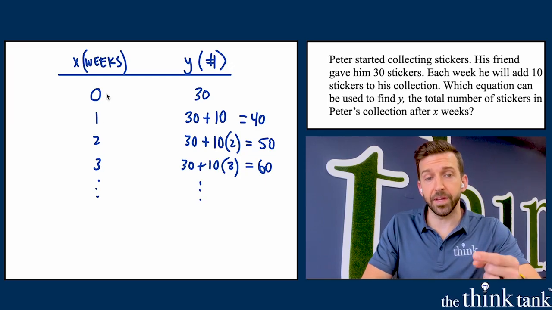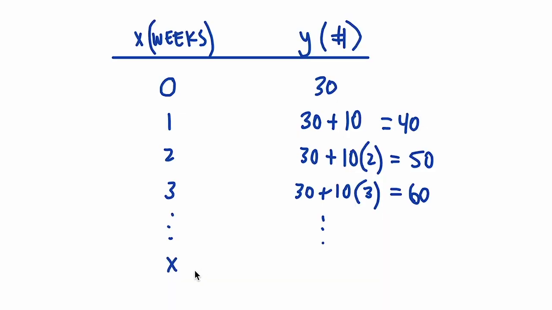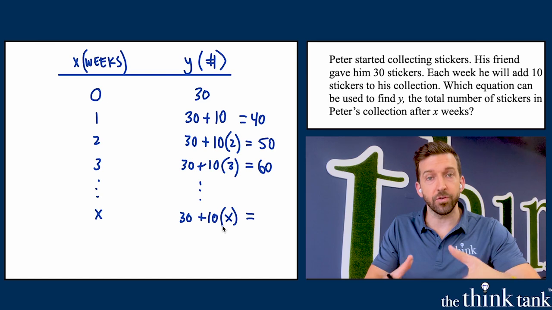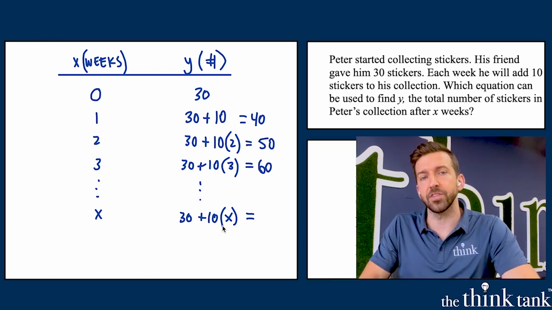Let's now, instead of putting a specific number here, think in generic terms, kind of algebraically. What about after X weeks? How many stickers is he going to have? Well, he's going to have the 30 stickers he started with, and then he's going to add 10 stickers every week, but instead of being 1 time or 2 times or 3 times, he's adding those 10 stickers X times to get a grand total of however many that would be. Now you'll notice we can't actually get a total because we don't know the value of X here, but we've now discovered the equation or the expression to predict how many stickers he's going to have.